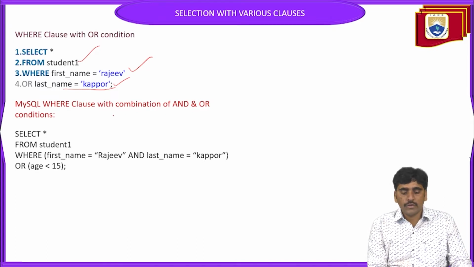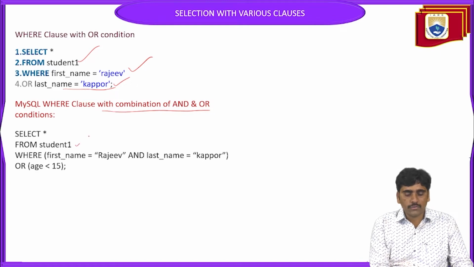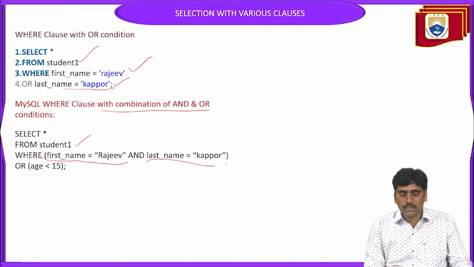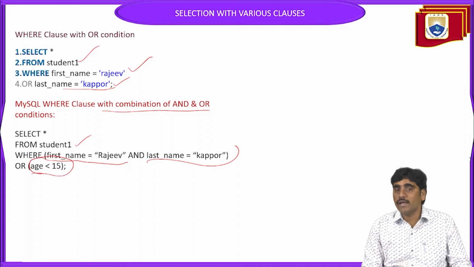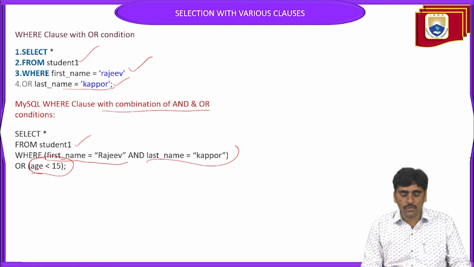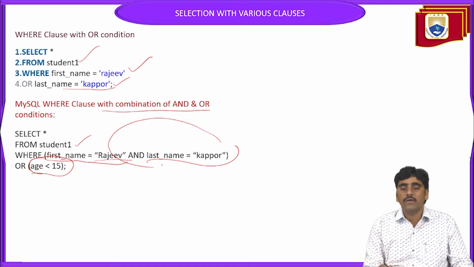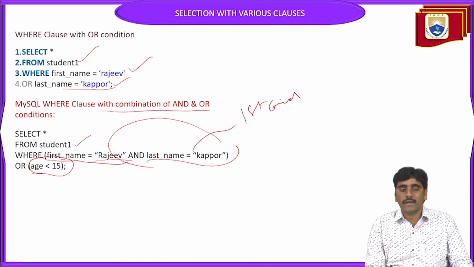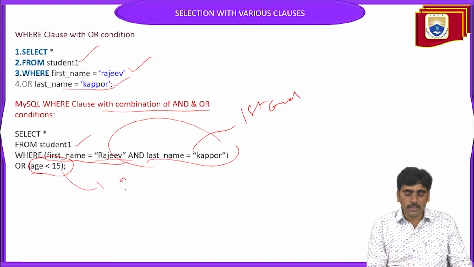And we can use a combination of both AND and OR. How can we write it? SELECT * FROM student1 WHERE first_name = 'Rajiv' AND last_name = 'Kapoor' OR age < 15. So we have to display the values of the student table on these two conditions. One is first name equals Rajiv and last name equals Kapoor. This is the first condition. And the second condition is what? Age less than 15. Age should be less than 15. This is the second condition.